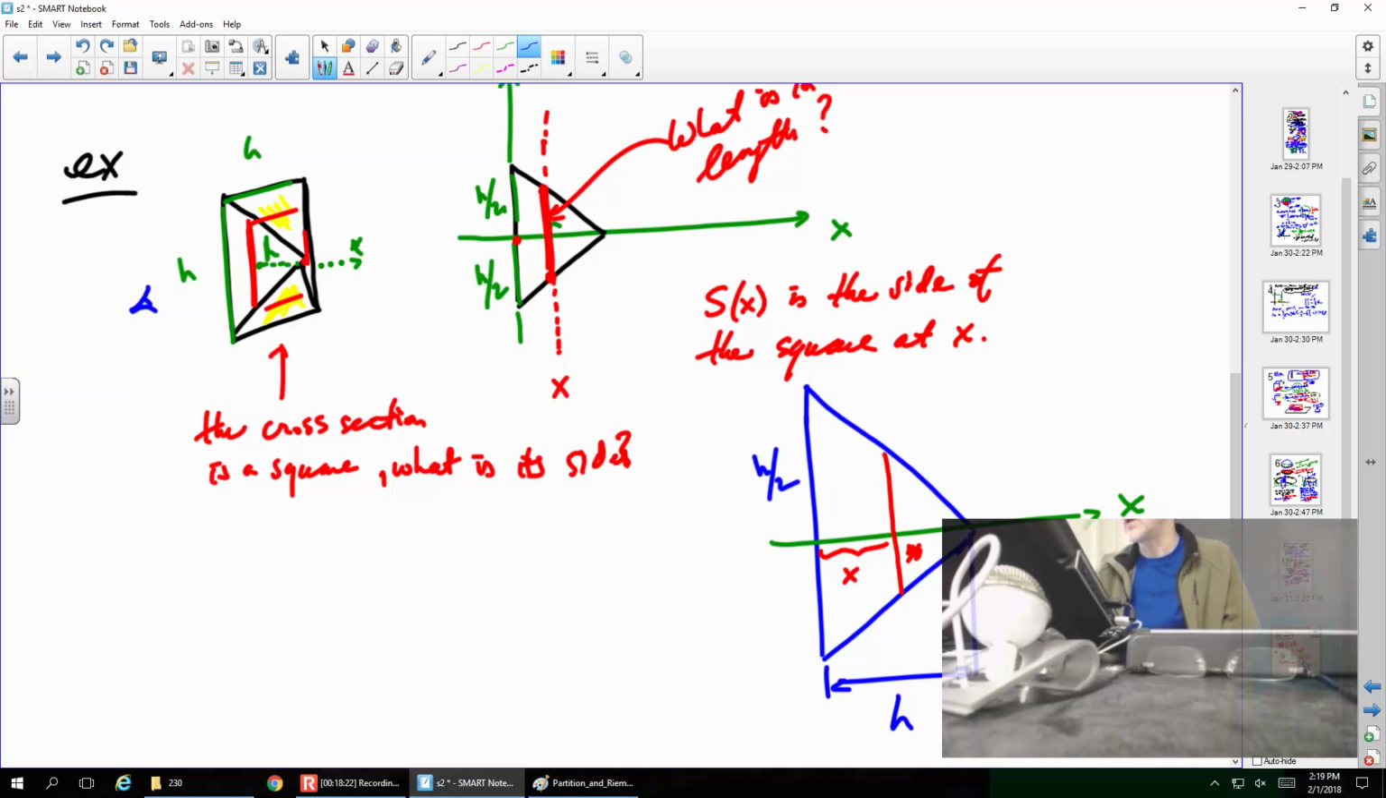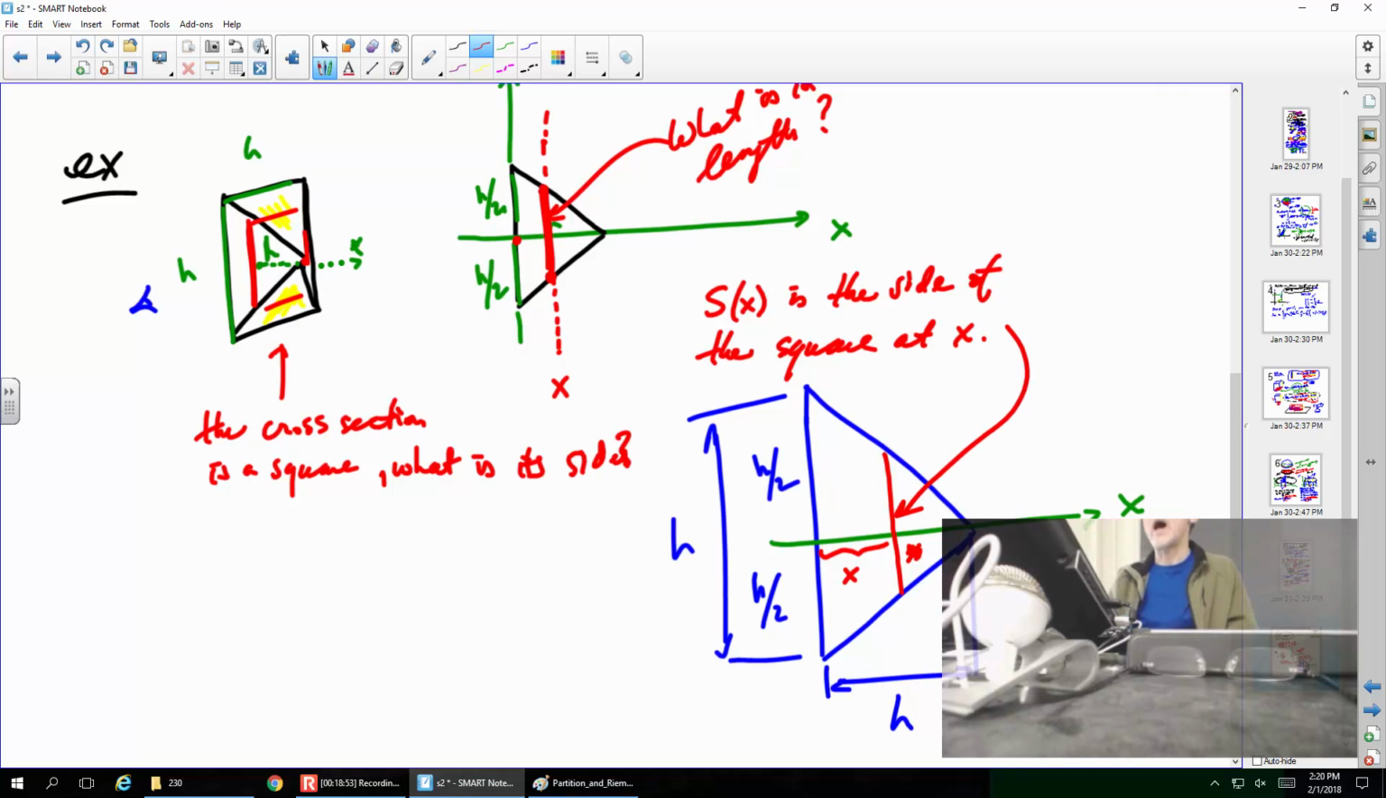Anyway, okay, so the height of the pyramid, h, is visible. The base of the pyramid is also visible. This is h, the base of the pyramid. But we are not looking at the whole thing. We're looking only at one cross section, which is visible in red. And the length of the red one is what we care about. So okay, so what is it? Let me point out where it is. So this is S of x. Is this the side of our square? Okay, so what is it?